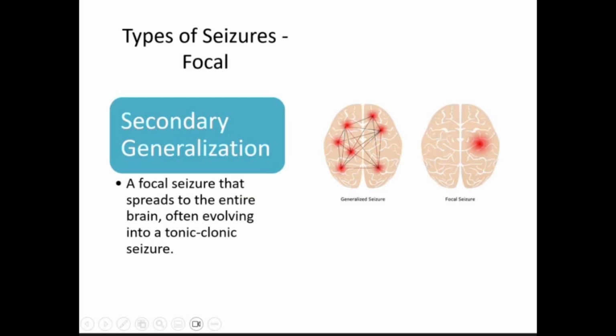So this secondary generalized seizure is still technically a focal seizure because it starts as a focal seizure, but then it rolls into those full-blown tonic-clonic seizures. You could really label this as any of the focal ones. This is kind of your catch-all for that. Starts local, goes generalized.